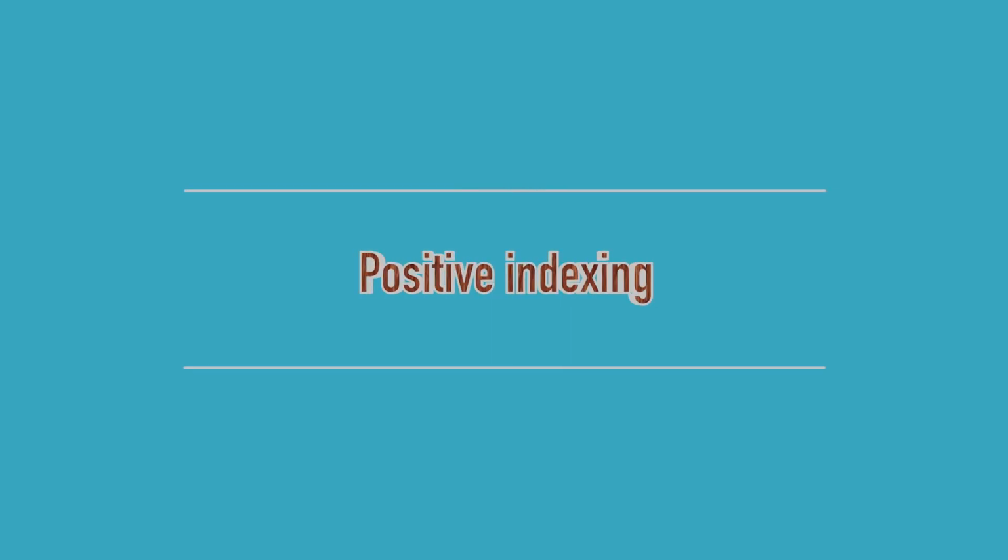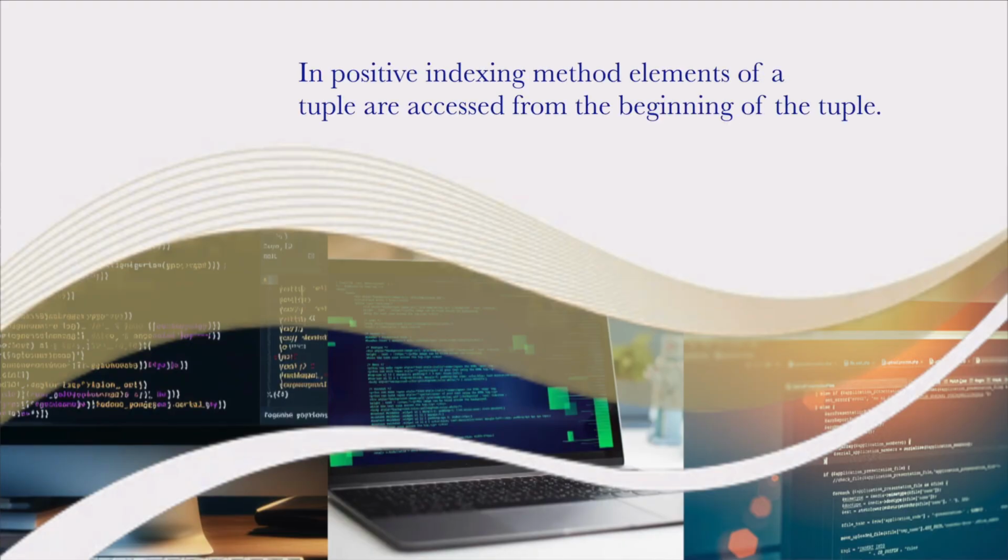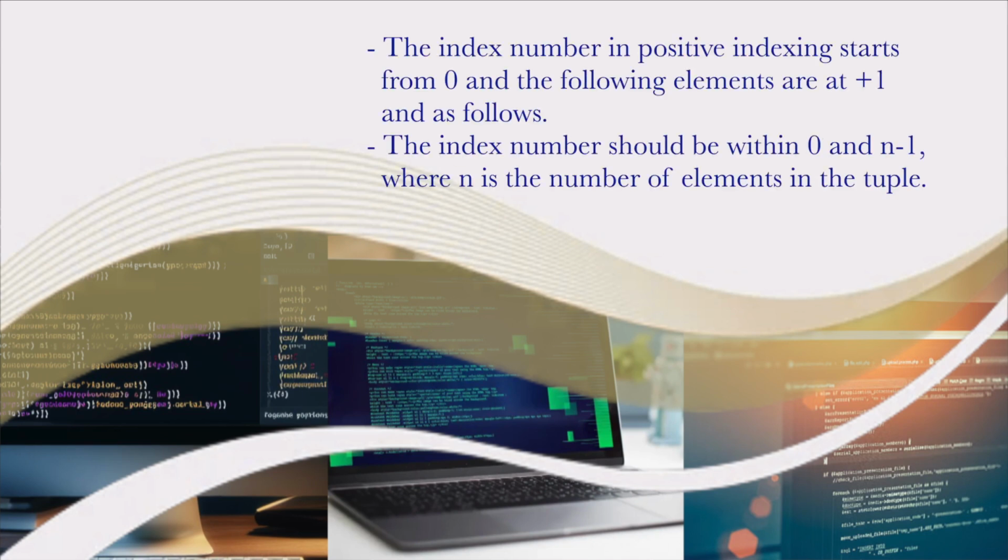Let us first discuss the positive indexing method to access the tuple items. In the positive indexing method, elements of a tuple are accessed from the beginning. The index number in positive indexing starts from 0, and the following elements are at +1 and so on. The maximum index value in case of positive indexing will be n-1, where n is the number of total elements in the tuple. Let us demonstrate how to use positive indexing.